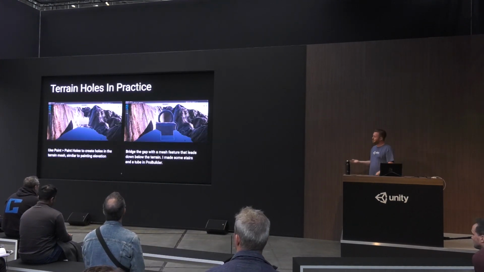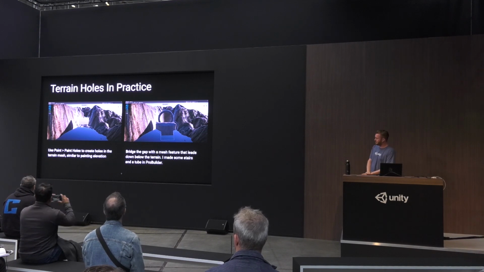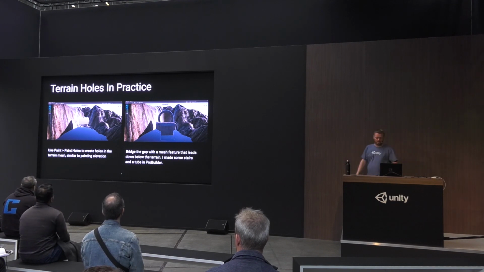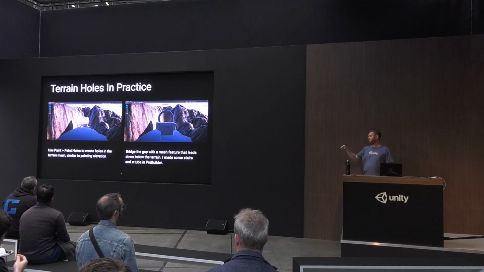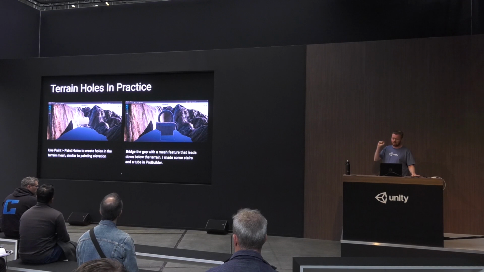So here's an example of some of my beautiful programmer art. What you see on the left side of the screen is a little terrain I've made, and I've punched a hole through it using the hole painting brush. It's authored in a very similar way to how you would author elevation or textures. You can just paint a hole into the terrain mesh.